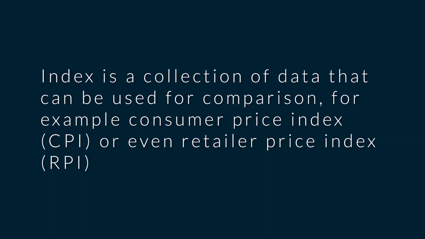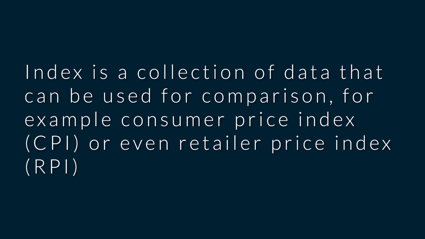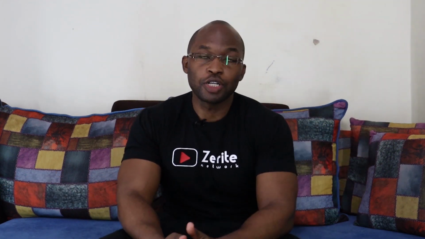So let's move on. An index is a collection of data that can be used for comparison. For example, the consumer price index, the CPI, or even the retail price index. You can get this data from various agencies. For example, the Bureau of Labor Statistics will give you an index on labor rates. And if you are into investment, something like the Dow Jones Index, you can have that. Whatever it is, in the commodity market you can get the index for how the prices of things like coffee have been changing in terms of percentage, silver, steel, whatever it is that you're dealing with.